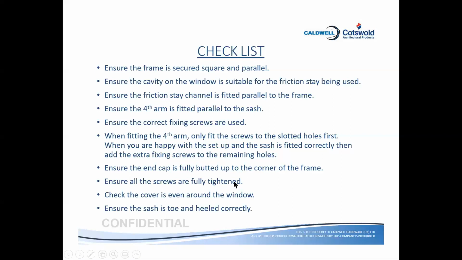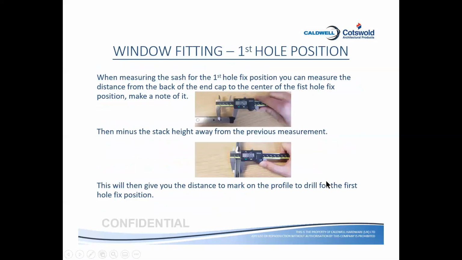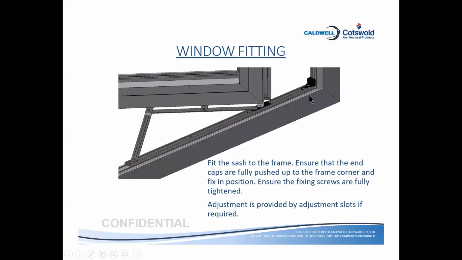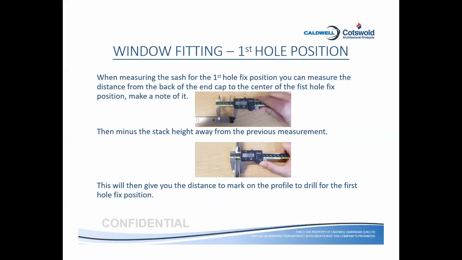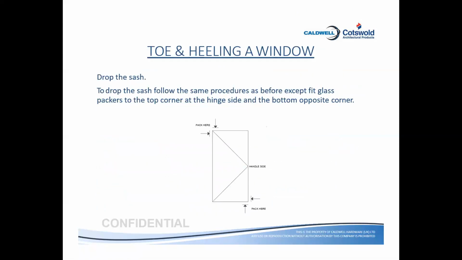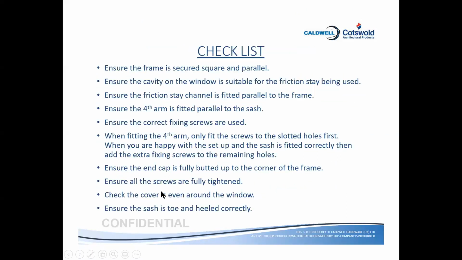Ensure the end cap is fully butted up to the corner frame. If this end cap is not fully butted and there is movement in any of the three axes X, Y, and Z, it tends to fumble the window and the window will jerk and sag. That's why you need to make sure that your end cap is fully butted.